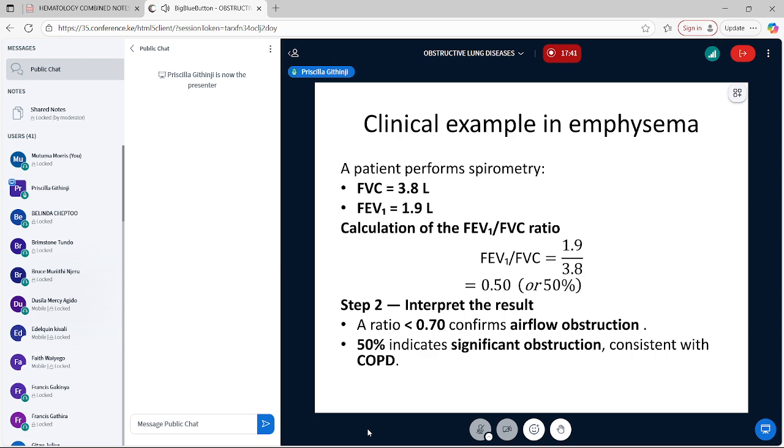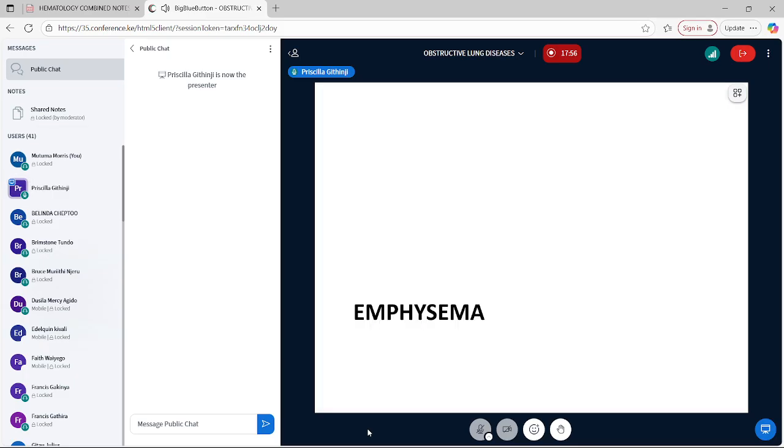And then you tie it in with whatever the patient is presenting with, what their x-ray or CT scan is showing, then you can tie in and say that this patient actually has an obstructive disease. So let's look at each one of these conditions one by one.